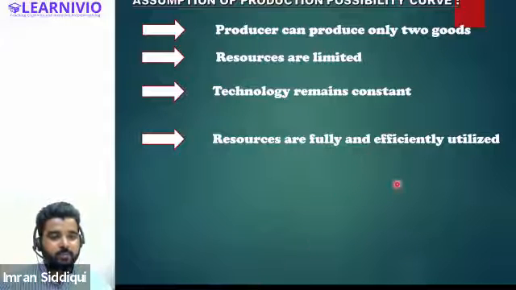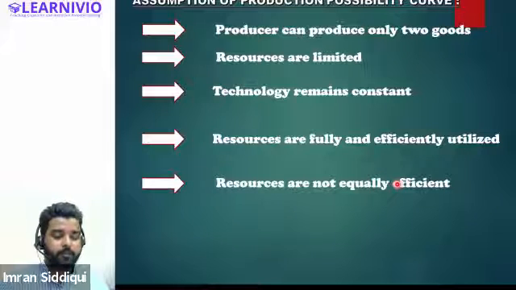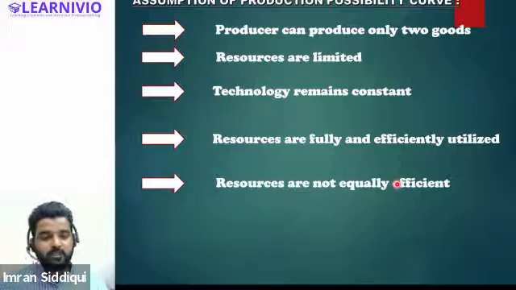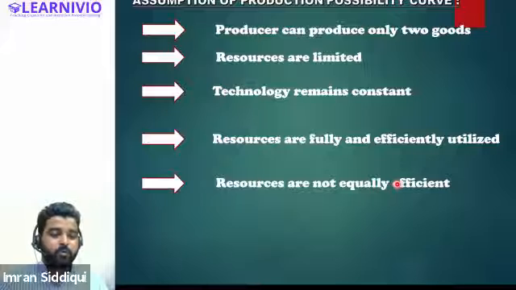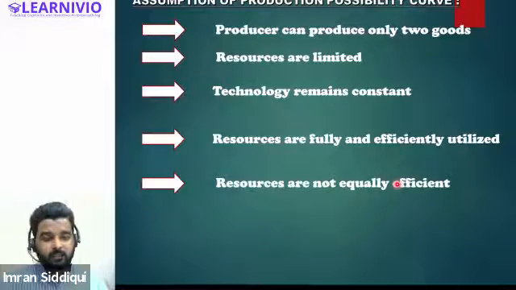We have one more assumption, number 5, that resources are not equally efficient. While drawing the production possibility curve, we will also assume that resources are not equally efficient. Not equally efficient basically means every resource has a different ability.